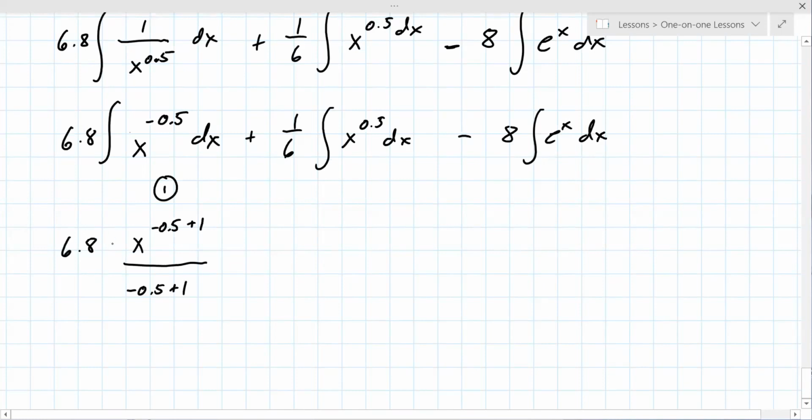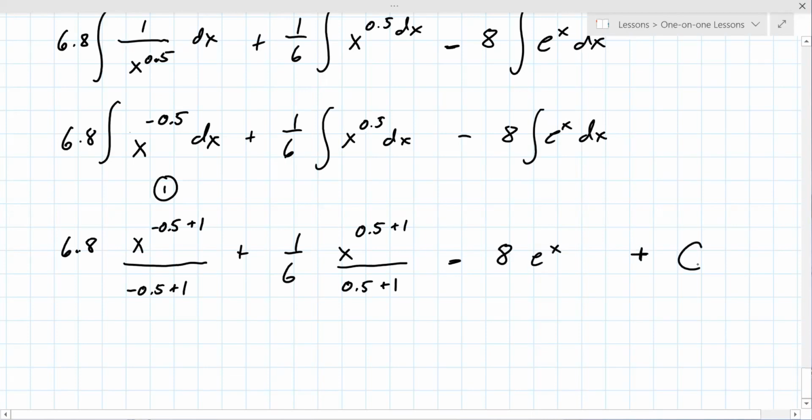That 6.8 is out in front. The second one here, same thing. You're gonna add 1 to the exponent, divide by the new exponent. And for the last one here, do you remember what we did for e to the x or e to the u? Is it just e to the x? It's just e to the x, and then there's only ever 1 plus c.